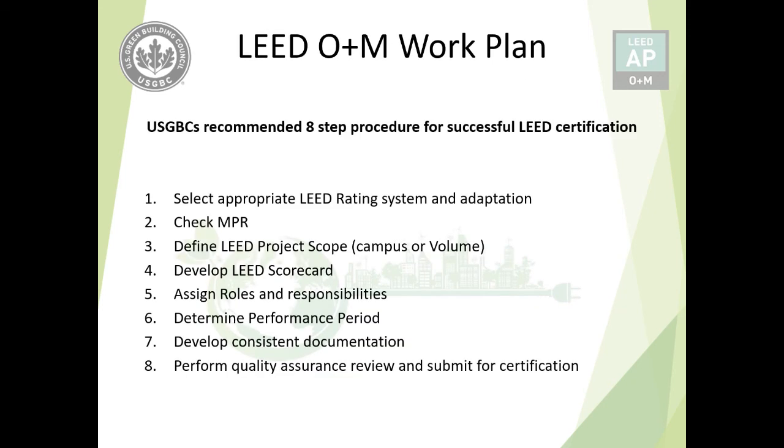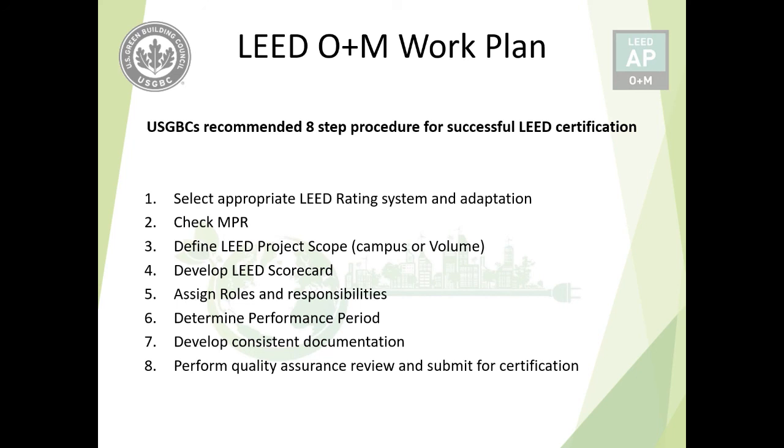So a little change from the LEED AP BD+C work plan. There were 11 steps back there. USGBC recommends 8 steps here, which are simple: appropriate LEED rating system selection. We have seen the 40 to 60 rule. We can apply it and select the rating system. Then check the MPRs, define the LEED project scope, whether you will go for campus or volume or it's a single building. Develop the LEED scorecard: which credits you want to apply, which you will not, and which you will think about later on.